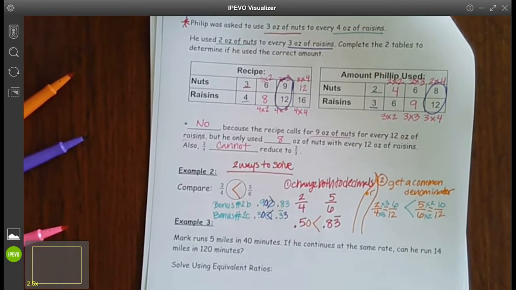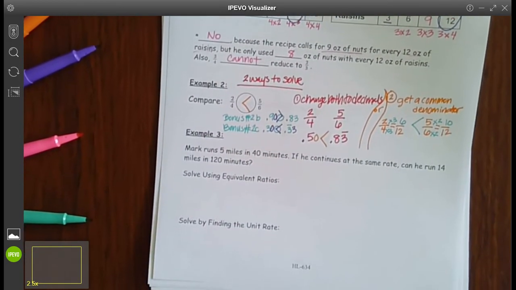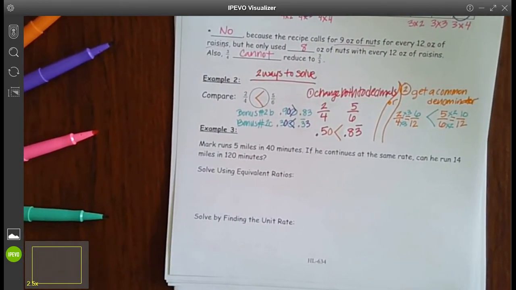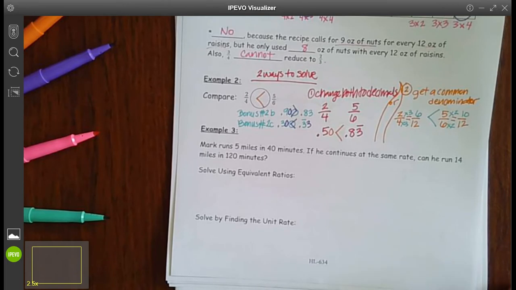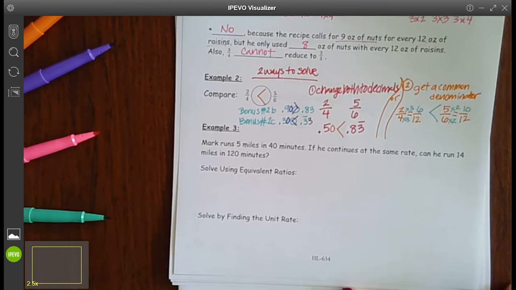Let's move on to example 3. And remember, if you ever want to try some of them, you're always welcome to pause the video, try it yourself, and then unpause it and come back to check yourself. For example 3, it says Mark runs 5 miles in 40 minutes. If he continues at the same rate, can he run 14 miles in 120 minutes? Try to answer this question by using equivalent ratios.